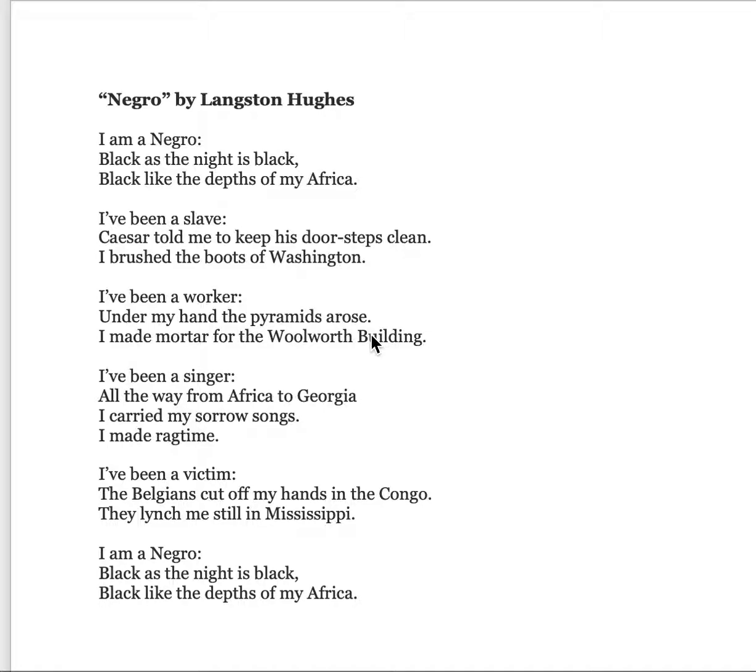So notice how he's speaking to his audience, his positionality as speaker. He says, I've been a singer all the way from Africa to Georgia, Georgia the deep south. I carried my sorrow songs. I made ragtime. So we see the transformation from slave to someone who is producing a culture that is producing an idea, a type of music that is being enjoyed and appropriated by the same white culture. And he's saying, I not only have gone from cleaning and building, I carried and I create, I made. Note the verbiage that's being used here.